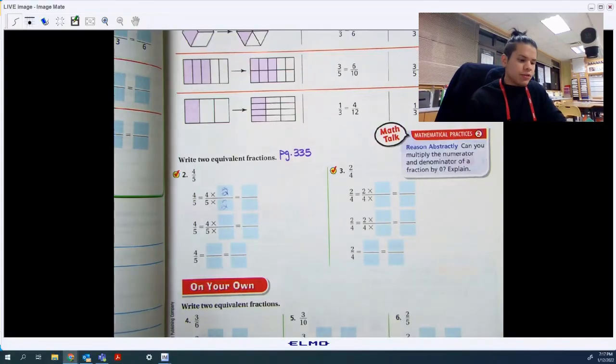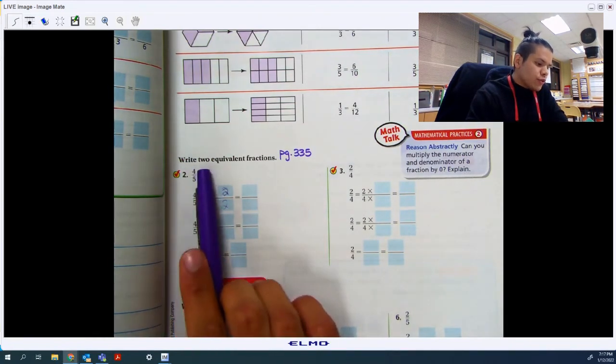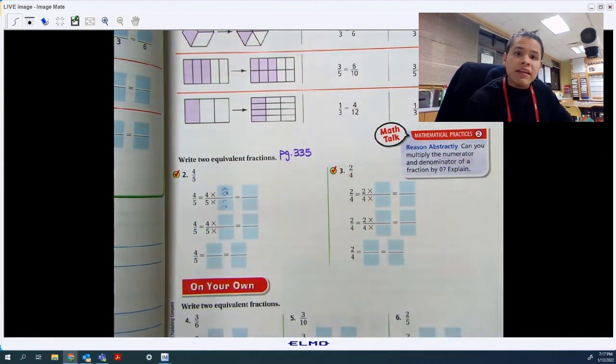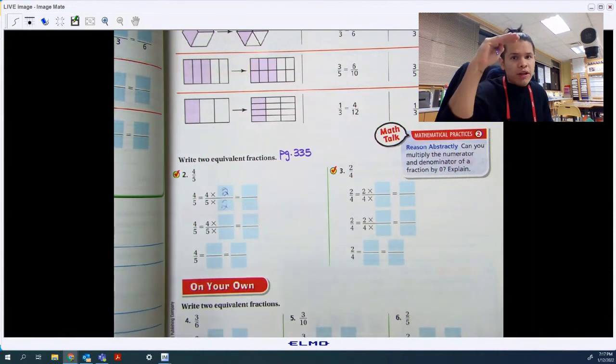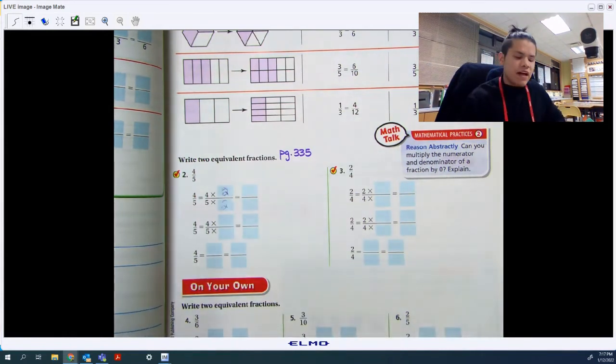The last thing I want to show you is an example from your GoMath book that's going to help you when you practice on your own and when you complete your quick check in Think Central. The instructions read, write 2 equivalent fractions. Remember, equivalent fractions mean that they are equal. They have the same value. Different numbers in the numerator and denominator, but they have an equal or same value.